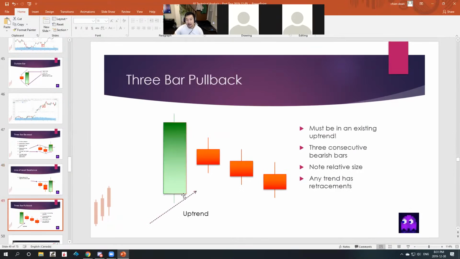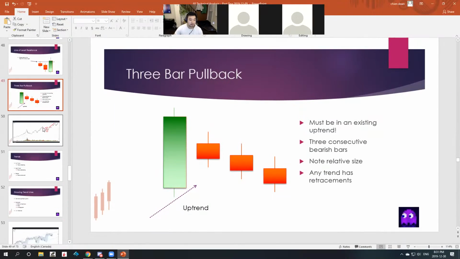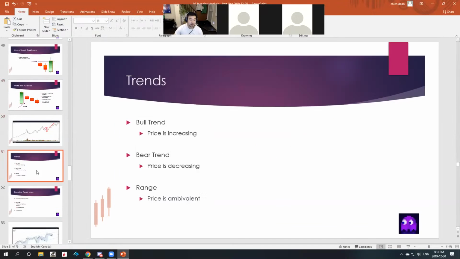Here's your 3-bar pullback. It shows you that an uptrend is taking place, and then it's followed by a 3-bar pullback, and then the continuation of the trend. So here are examples of that.